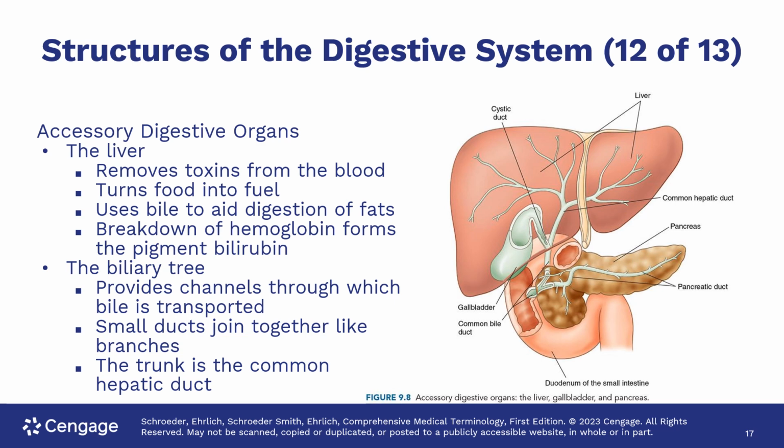Accessory organs are the liver that removes toxins from the blood and helps turn the food we eat into energy that we use. It helps with digestion of fat and hemoglobin. The biliary tree is a system of tubes that bile travels through. The trunk of that tree is the common hepatic duct.